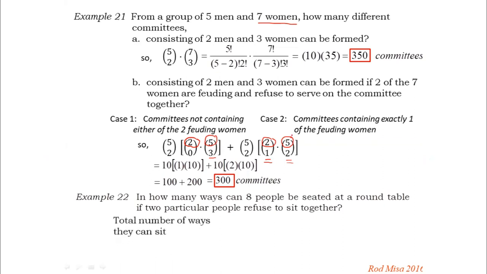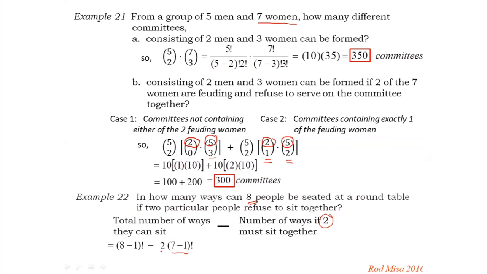That first we need to determine the total number of ways they can sit in a round table minus the number of ways if the 2 people must sit together side by side, because this is the complement of not sitting together. So sitting in a round table without restriction is 8 minus 1 factorial, minus 7 minus 1 factorial, which represents the number of ways if the 2 particular people are sitting together. So if they are sitting together, you consider them as 1. So instead of having 8 people, you will only consider 7, because 2 of them is considered as 1.